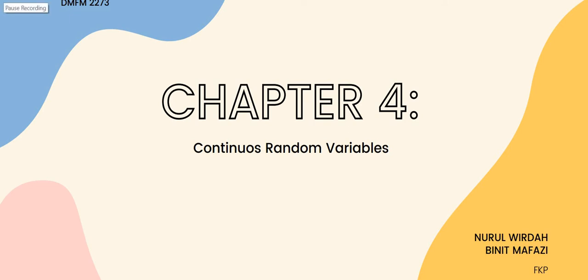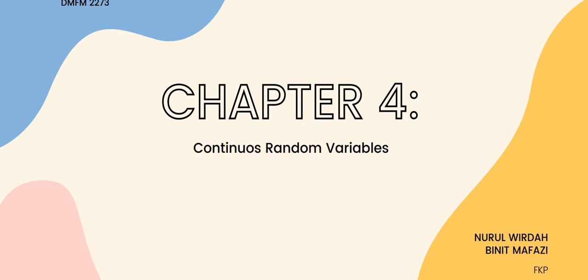Okay, so for this week, we will enter chapter 4. And chapter 4 is about the continuous random variable. If you still remember, last week we learned chapter 3, which is about discrete random variable. So the difference here is the type of variable itself, which is discrete and continuous.